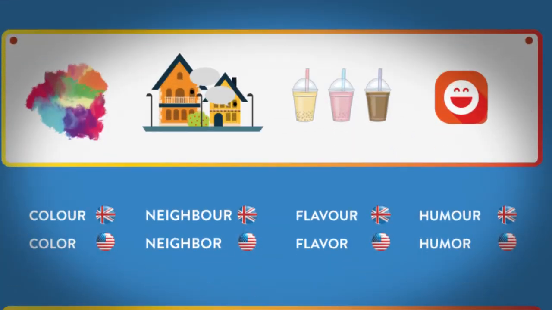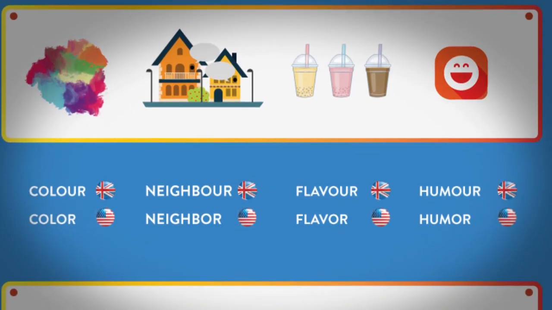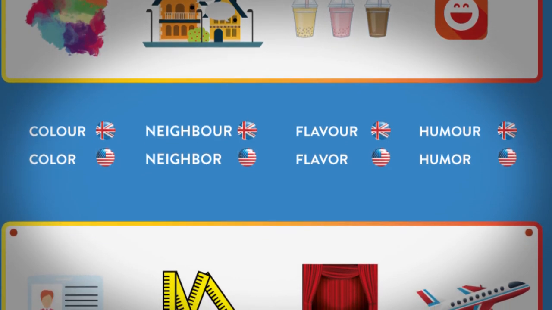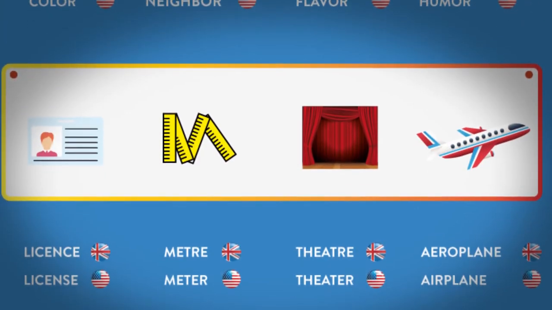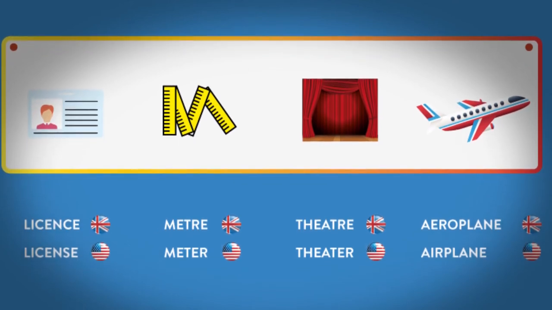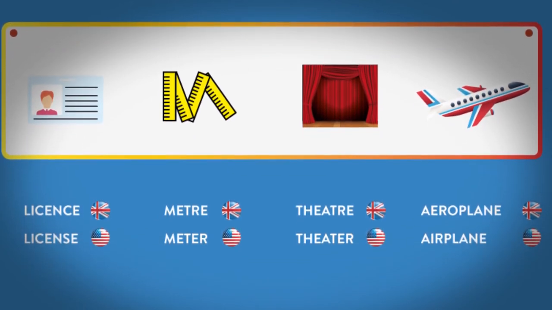Spelling. Color. Neighbor. Flavor. Humor. License. Meter. Theater. Aeroplane. Airplane.